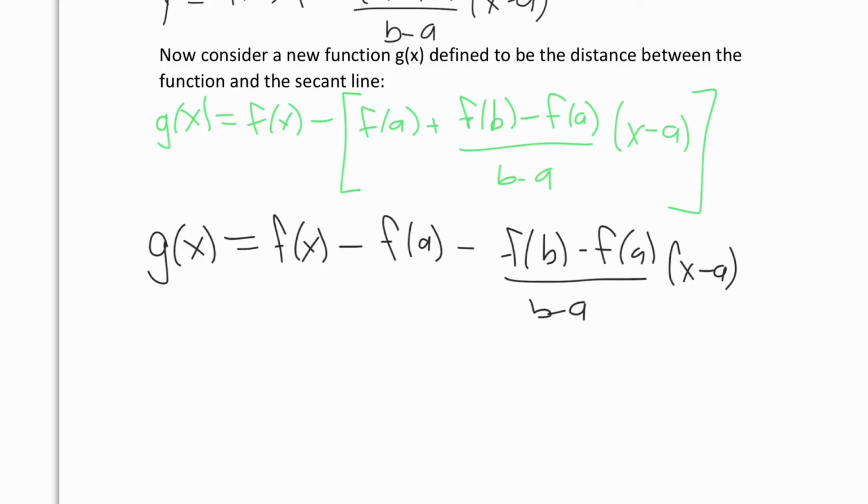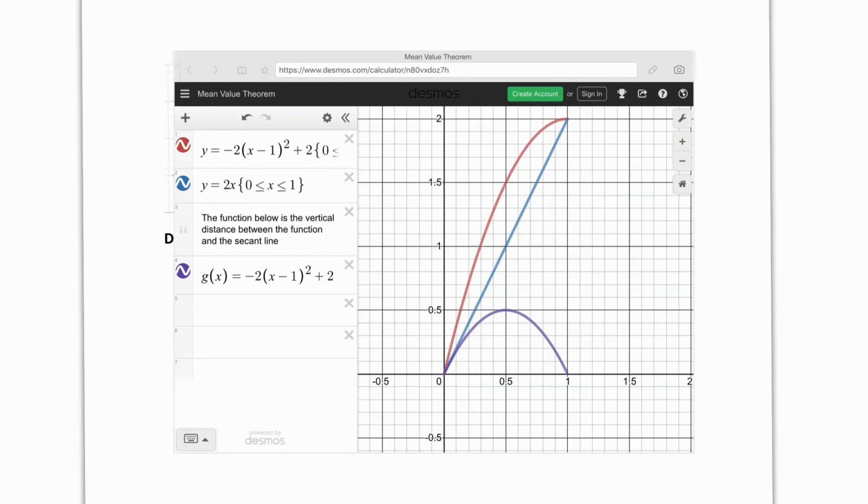Now let's look on Desmos to try to understand what's going on here. We're going to look at a concrete example to see how these functions work. So here we have the function in red. Here's our f of x. And we've drawn the secant line, which goes from the first point to the last point. It goes from the two endpoints and connects them. And if you notice, initially, the function and the secant line are actually at the same point. So the distance between them starts off at 0.